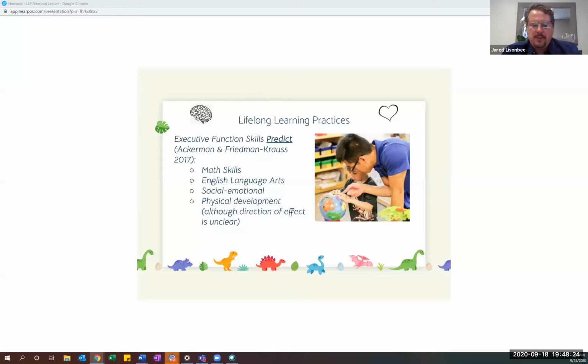Basically, there's confusion about what the direction of effect is. Is it the people that have high levels of physical development that helps them develop these executive functioning skills, or is it vice versa? In any case, it's exciting to see that, yes, all of these are intertwined, and these executive functioning skills are predicting these later successes. Okay, go ahead to the next slide.